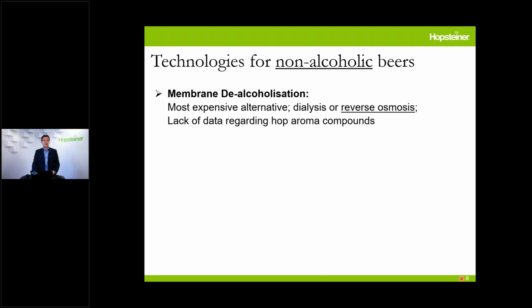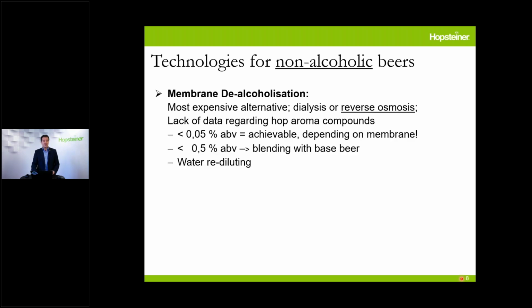We don't have data regarding hop aroma compounds in beers produced like this with reverse osmosis. It's hard to get something from the suppliers, and it's hard to get a brewery doing dealcoholization with such a device on beer that has a certain hop aroma concentration inside. So let me see, maybe in future we will get more information on this. So achievable is also an alcohol concentration below 0.05, and so we also have the same option to blend with base beer back to 0.05, as I mentioned before.